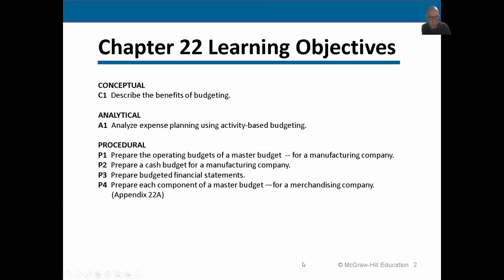So let's talk about budgeting. What is it? Why do we do it? Talk about the various expenses involved. We're, of course, going to look at this from the perspective of a manufacturing company because we're still talking about materials, direct labor, and factory overhead from the perspective of manufacturing. In addition to that, we'll try to help you to understand the conceptual framework behind budgeting.